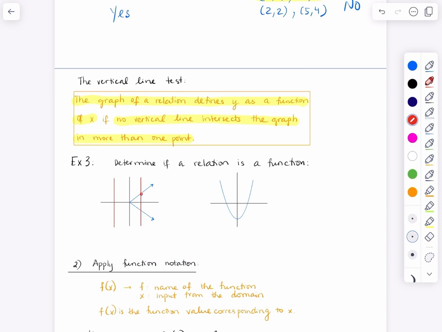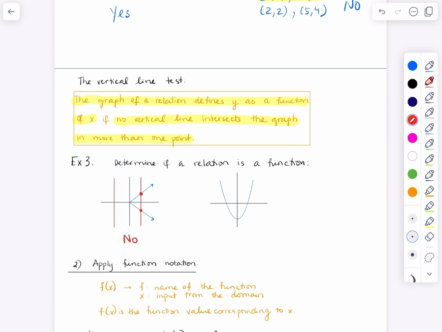With this one, as you can see, this vertical line intersects the blue graph at 2 points, which violates the vertical line test. Remember, no vertical line can intersect the graph in more than 1 point, and this vertical line intersects at 2 points, so it is not a function.